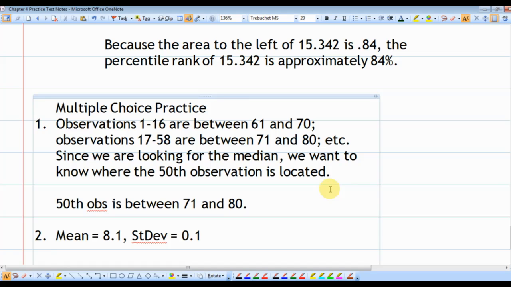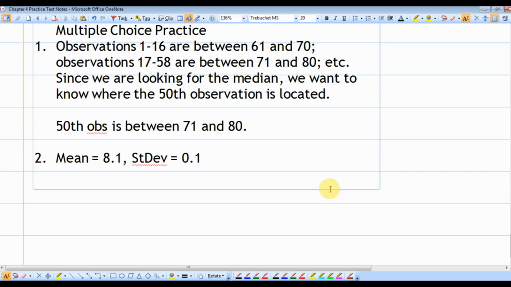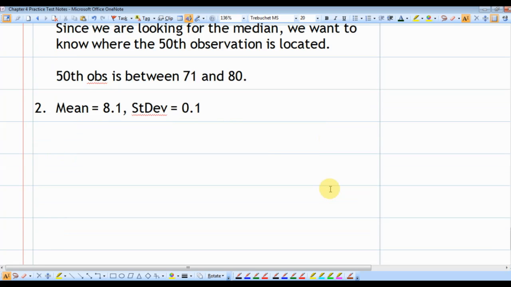Okay, so the proportion of chocolate bars between 8.2 and 8.3. Let's figure this out. We're going to use the empirical rule. Where is 8.2? Actually, we should draw that bell curve. Let's draw a Darth Vader helmet. Darth Vader helmet looks like this.